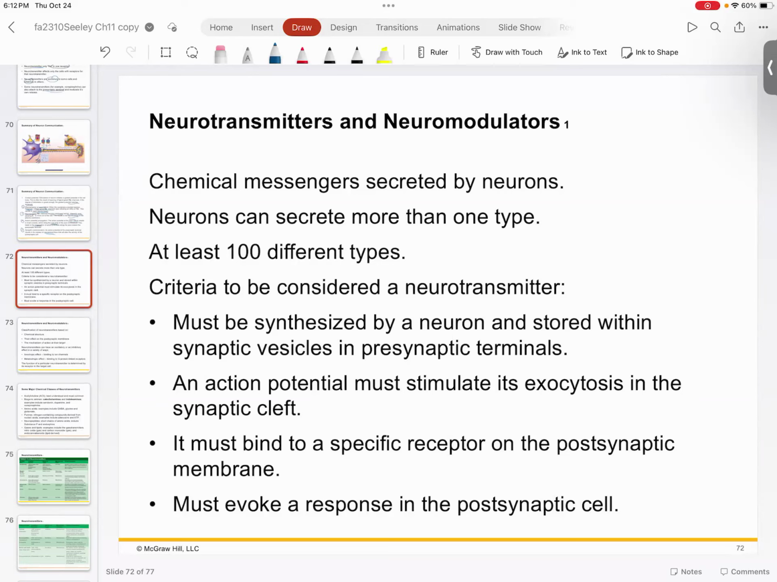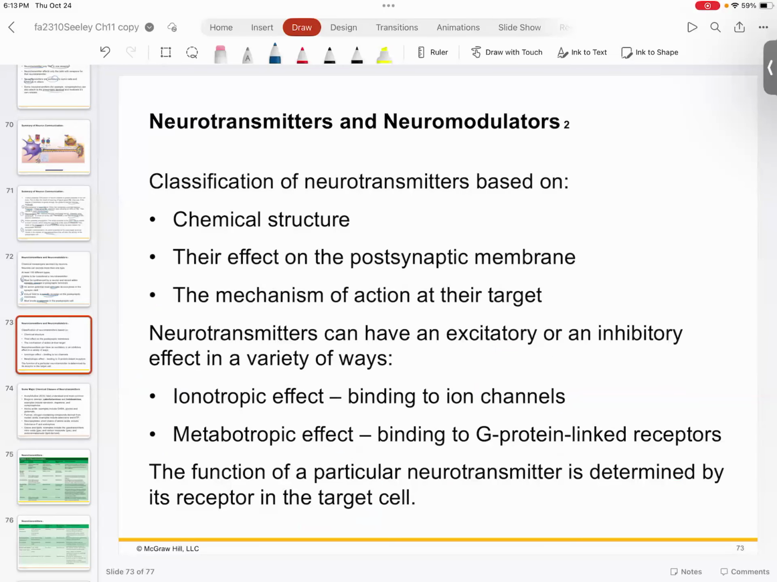To be a neurotransmitter, you have to meet a couple of criteria. Number one, you have to be made by a neuron and stored in synaptic vesicles. The next one is an action potential has to stimulate your release, just like we saw in the synaptic clefts. The third criterion is you have to bind to a receptor on your postsynaptic membrane, just like acetylcholine. And the fourth criterion is you must provoke a response, typically a reignition of depolarization in the postsynaptic cell.